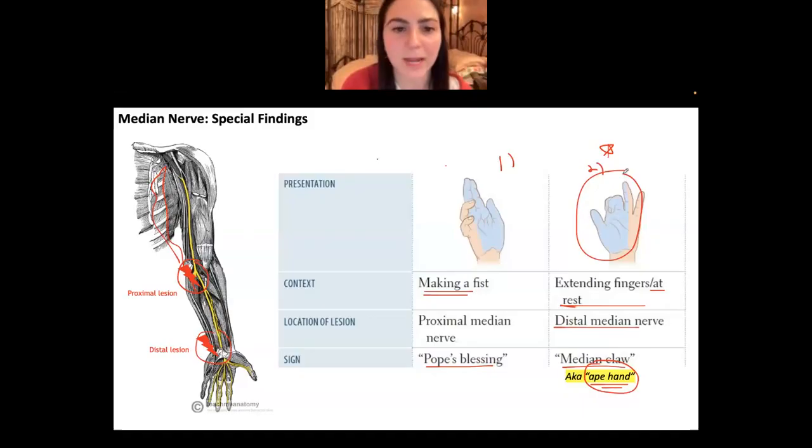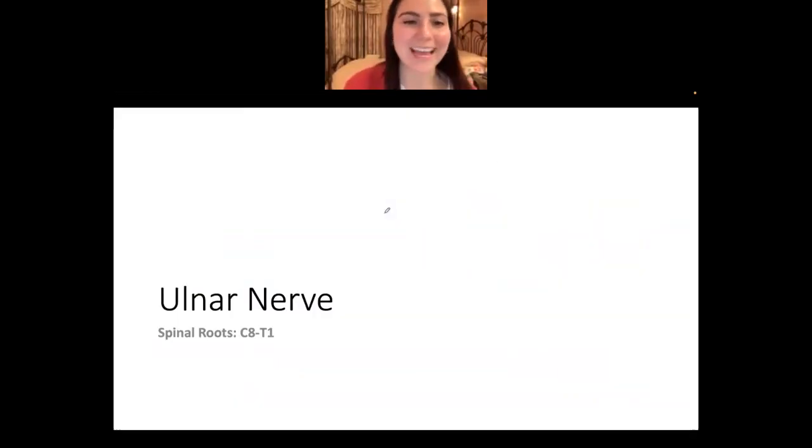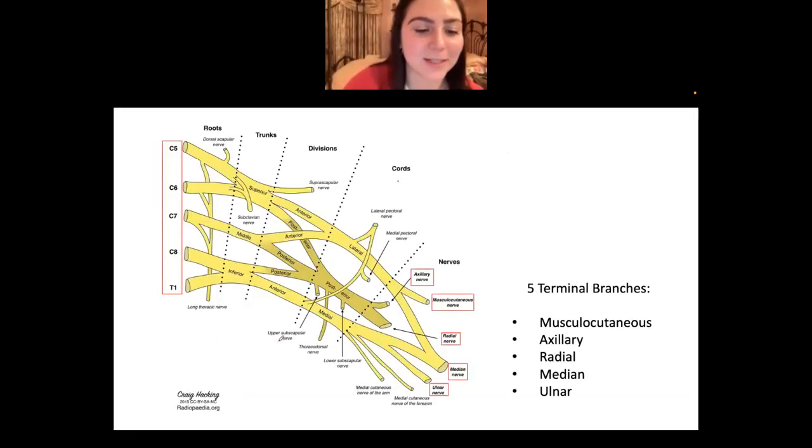Cool. All right. The hands, man. The hands, I'm telling you, the hands is where the brachial plexus loses people. All right, and then lastly, we have our ulnar nerve. So our ulnar nerve is going to be your spinal root C8 to T1. So let's scroll all the way back to our picture. C8 to T1, and that's where your ulnar nerve is down here. So C8 goes down, boom, and then T1 goes down, boom.